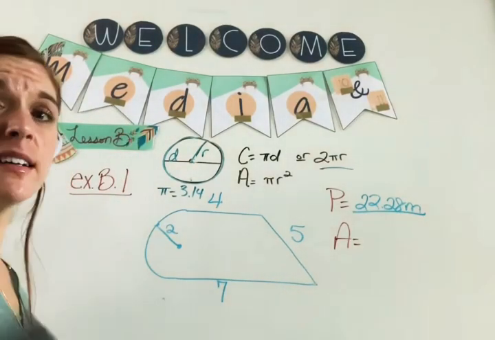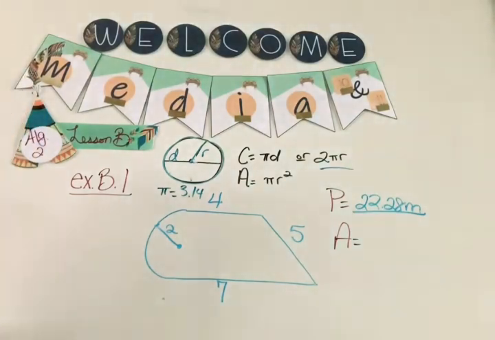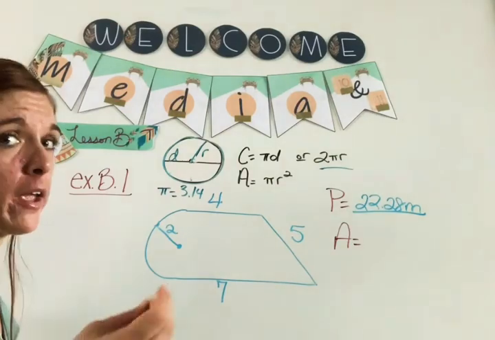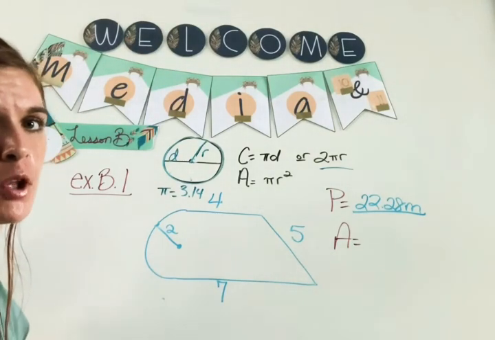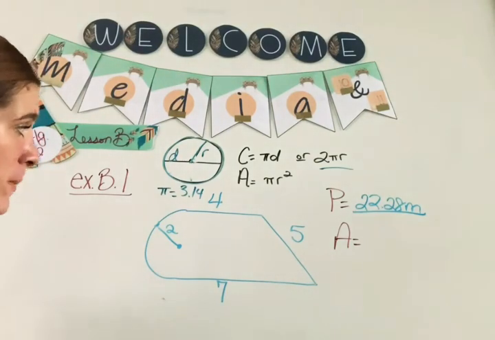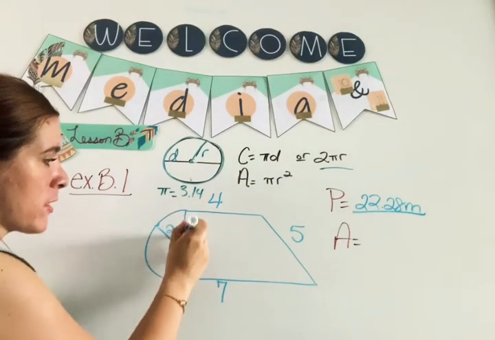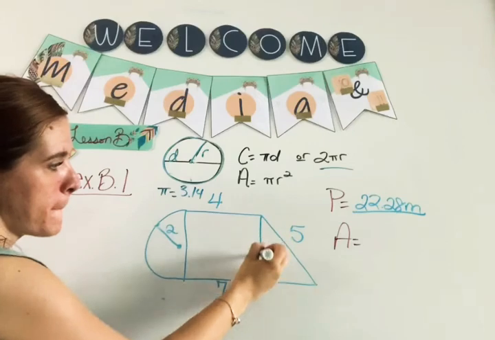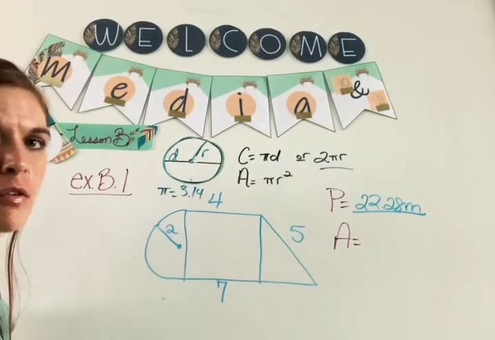For area, I don't know about you, but I can't just look at this shape and say, oh, the area is some kind of formula. No, not gonna happen. I'm gonna have to cut this shape into 3 parts. I'm gonna have to cut it into the semicircle, then the square that's over here, and then the triangle that's over there.